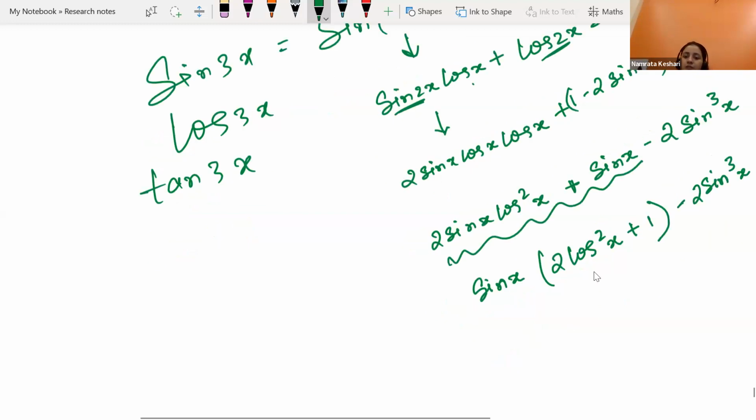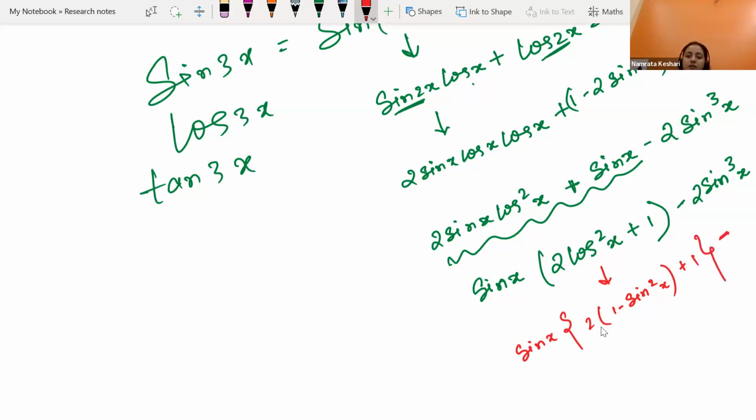Let's continue. Now can we do anything over here? 2 cos square x plus 1. If we try writing it in terms of sine, what are we going to get? 1 minus sine square x, because we want to keep everything in sine. We are trying to find the sine 3x formula. So sine x, copy pasting, curly bracket I am giving, 2 I am giving over here, plus 1 I am giving over here, curly bracket close, minus 2 sine cube x. Any confusion? No, ma'am.